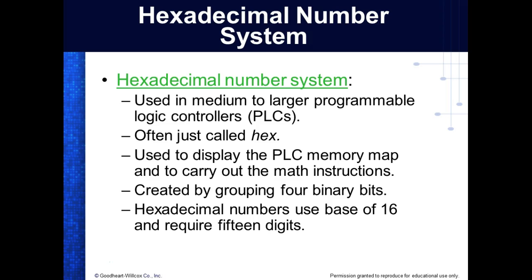So PLCs are going to support four things. They're going to support decimal, binary, hexadecimal, and octal. Those are the 4 number systems they recognize.